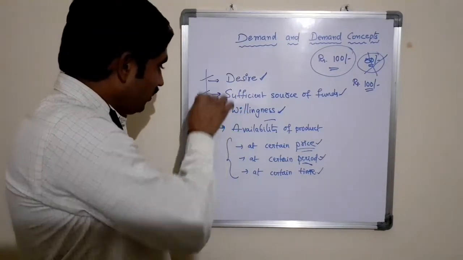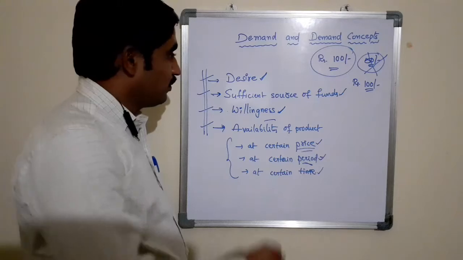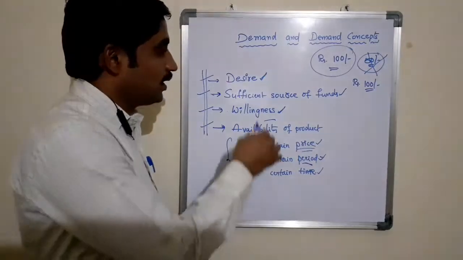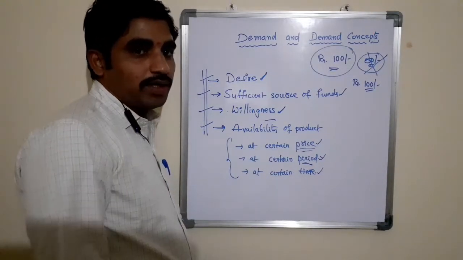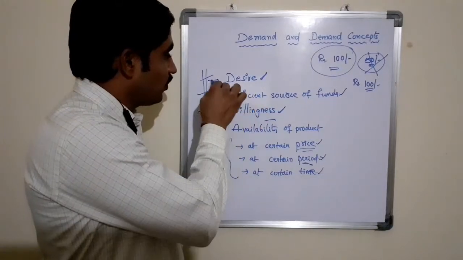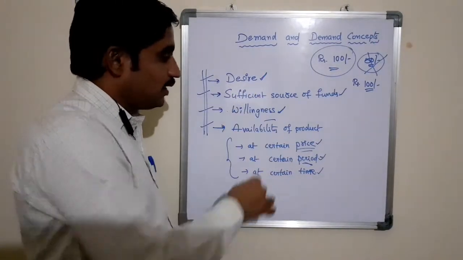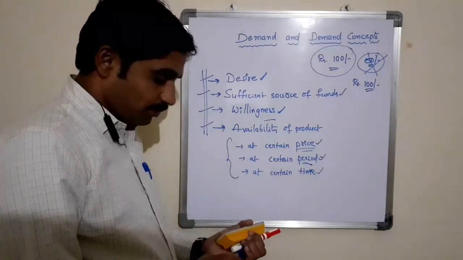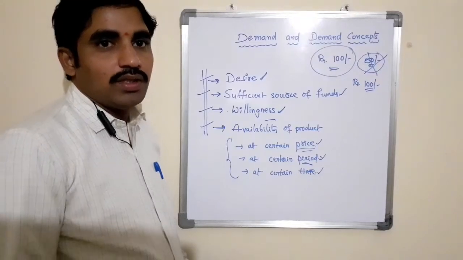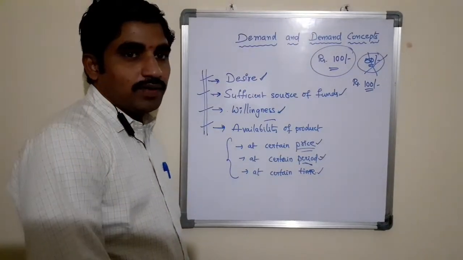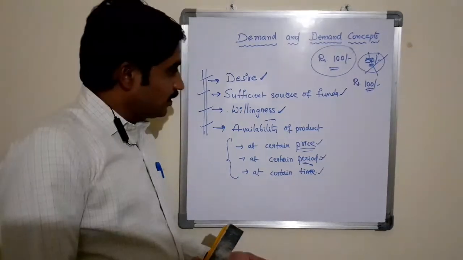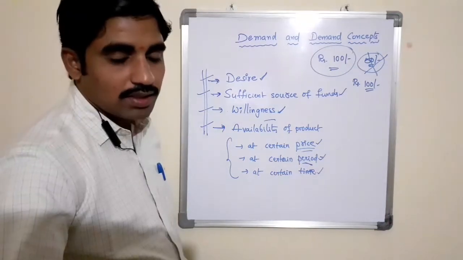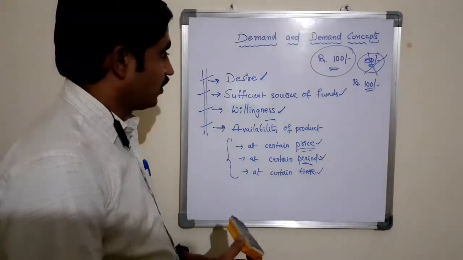So here every commodity must satisfy all these conditions. Then only we can say that there is a demand for the product from our point of view. Unless satisfying any one of these conditions, we cannot say that there is a demand for the product from our point of view. So to say that there is a demand for the product from our point of view, the product must satisfy all these conditions.